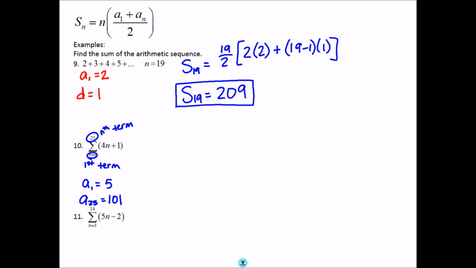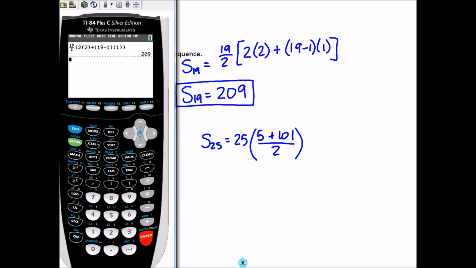And I'm adding up 25 terms, so n is going to be 25. So I can say that the sum of the first 25 terms is 25 times 5 plus 101 over 2. And then I can type it in the calculator. That ended up with 1,325.